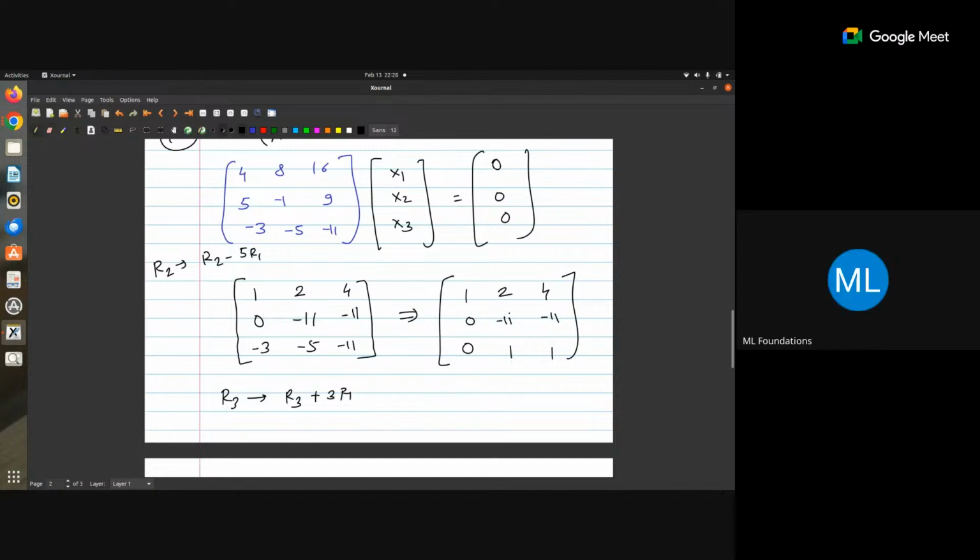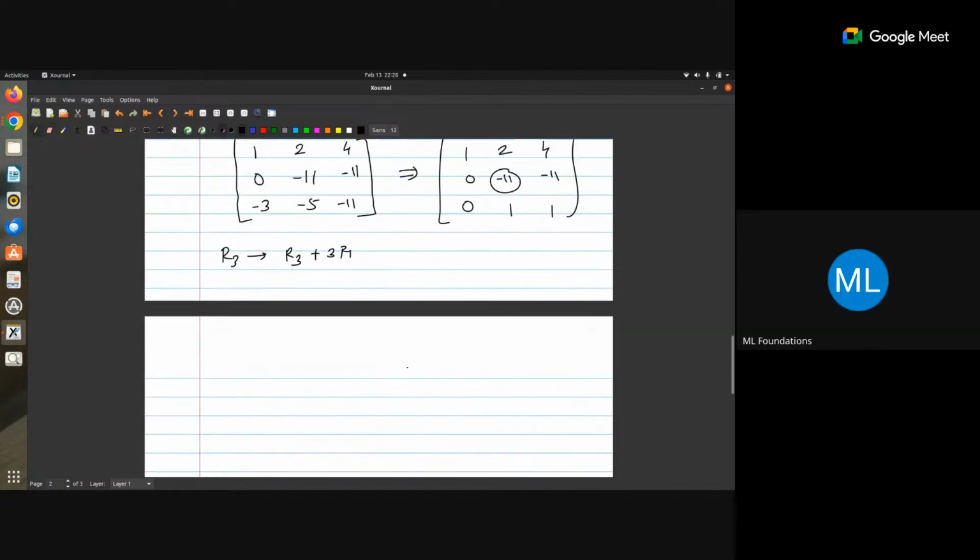Now I'll make this the pivot, and I wanted it to be 1. It is 1 2 4, 0 1 1, 0 0 0. And this equals X1 x2 x3 equal to 0 0 0. So there were no changes in the right hand side, because all the elements were 0.